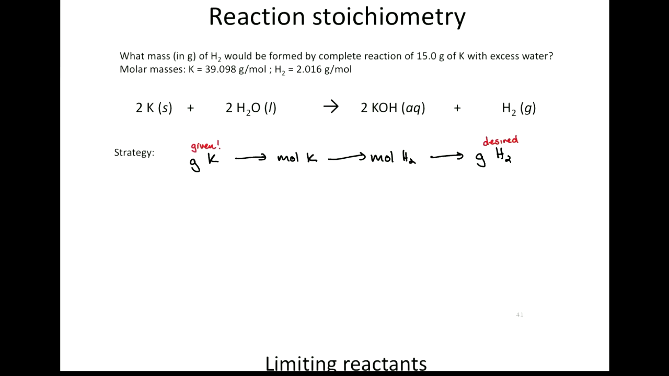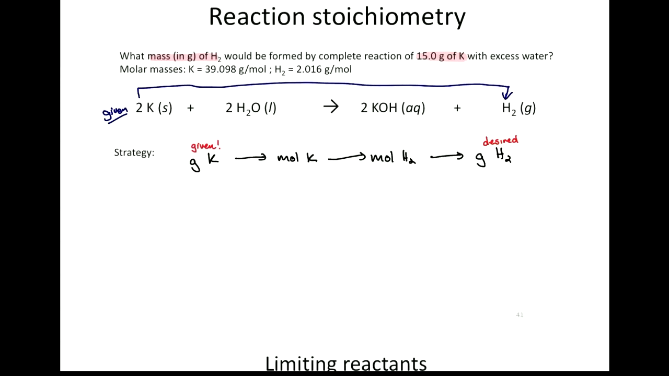So here is the same type of question. It's just that I give you different starting values. I'm asking, what mass of hydrogen would be formed in the complete reaction of 15 grams of potassium in excess water? So it's the same idea here. We're given some amount of potassium, and we want to get to hydrogen.